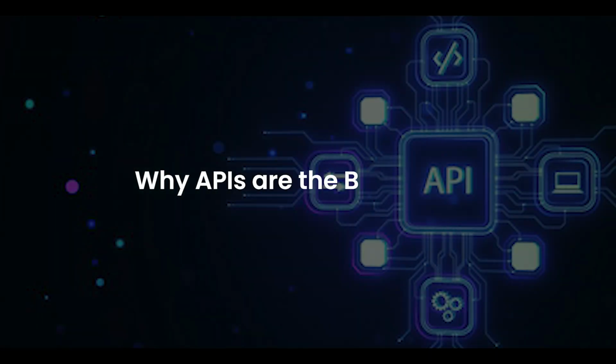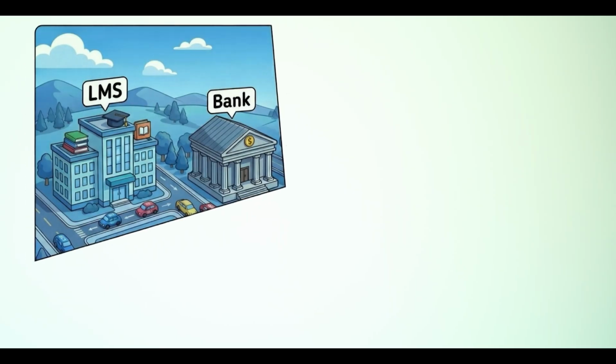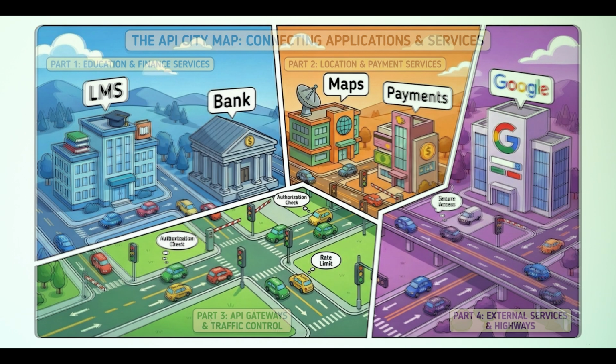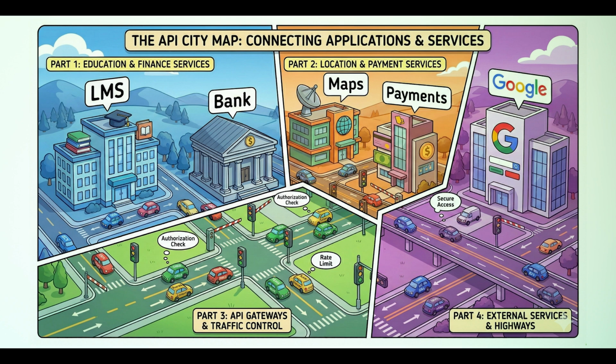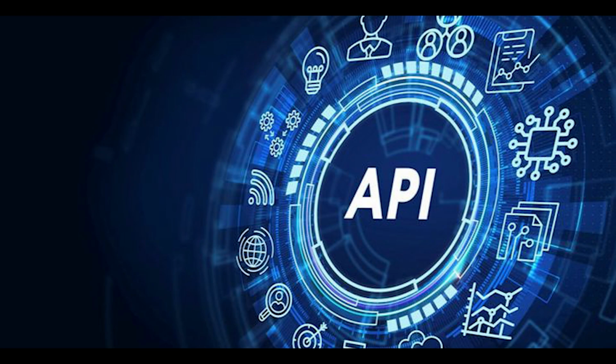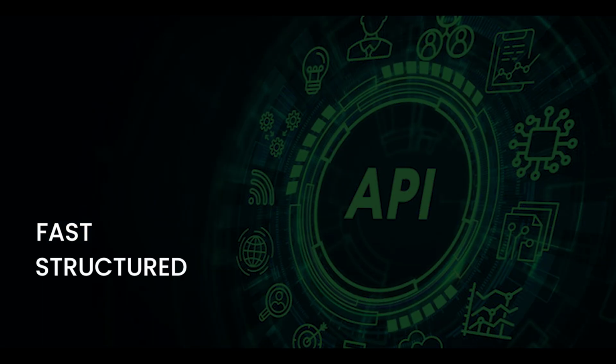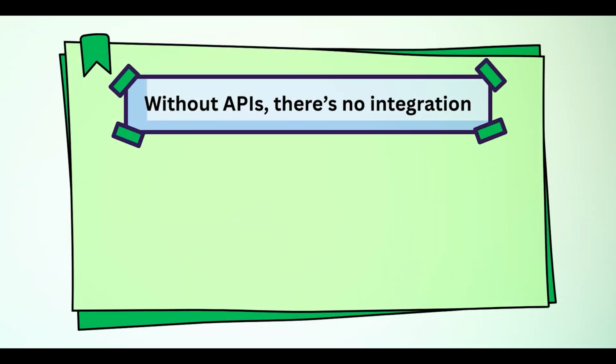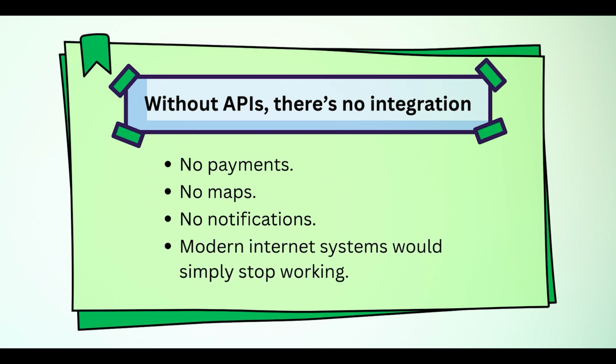Why APIs are the backbone of modern apps. Think of APIs as highways. Apps, services, and platforms are like cities, and data travels between them using APIs. Fast, structured, and predictable. Without APIs, there's no integration, no payments, no maps, no notifications. Modern internet systems would simply stop working.